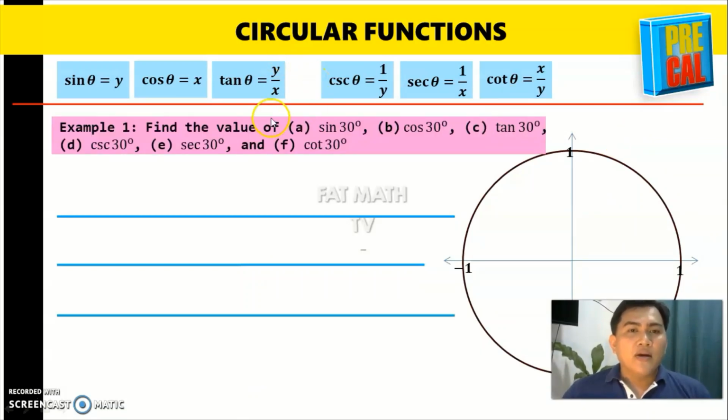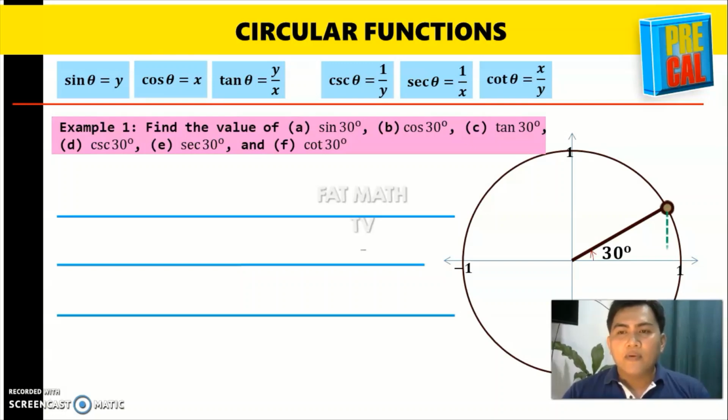For example, you're asked to find the value of sine 30 degrees, cosine 30 degrees, tangent 30 degrees, cosecant 30 degrees, secant 30 degrees, and cotangent 30 degrees. So we need to identify the terminal point of 30 degrees. 30 degrees is an angle whose terminal side and terminal point are in the first quadrant. Here is the terminal point of 30 degrees. We need to identify its coordinates.